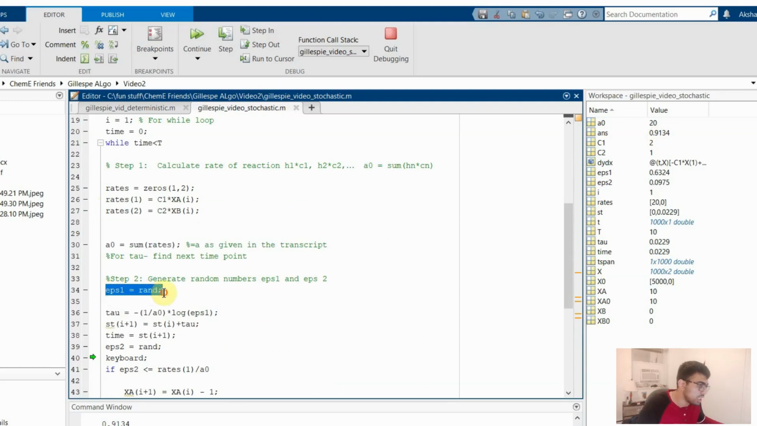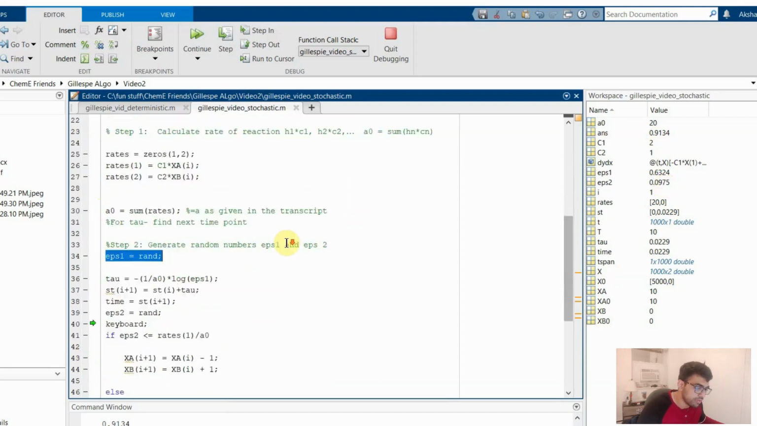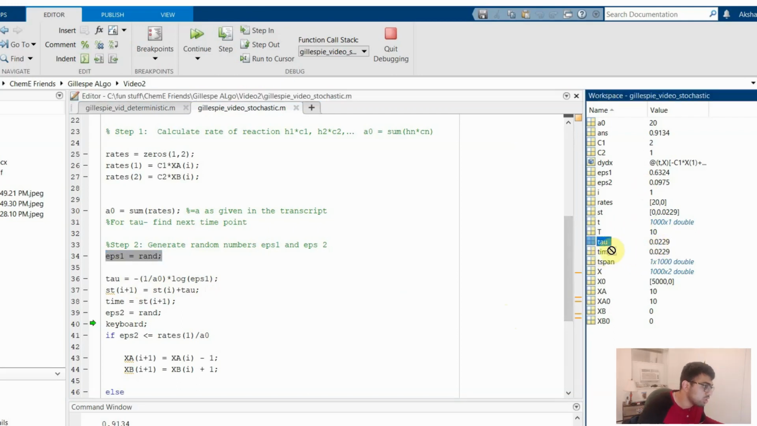And what is epsilon 1? Let's see. So epsilon 1 is 0.6324, and we finally get tau equals minus 1 by a naught into log of epsilon 1. So where is tau here? Okay, so we can see tau. So no reaction has taken place for 0.0229 seconds. From 0 seconds to 0.0229 seconds, no reaction has taken place and some collision has taken place. So now we need to find which collision has taken place.